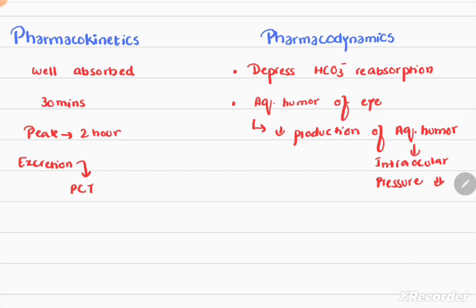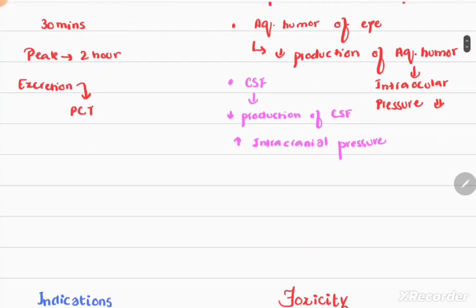Now, this carbonic anhydrase enzyme is very important, and it is also present in the CSF, and it is also associated with the production of CSF. So when we inhibit the carbonic anhydrase enzyme, there is a decreased production of CSF, and likewise it is used in the treatment of increased intracranial pressures. It is a very valuable drug in all these conditions. This was about the pharmacodynamics of this drug.